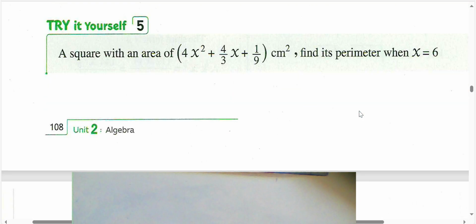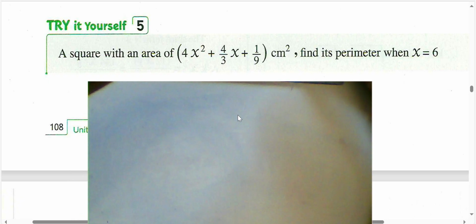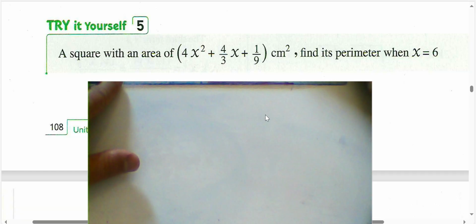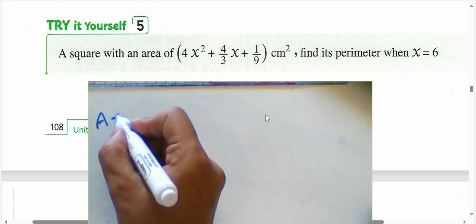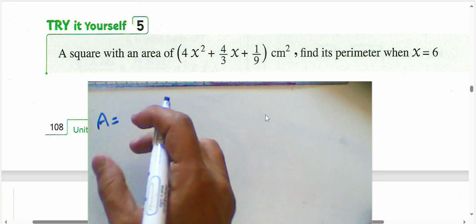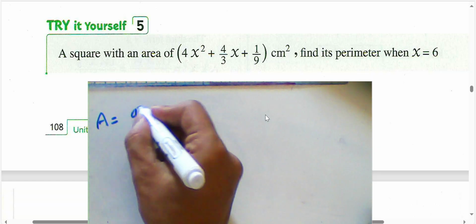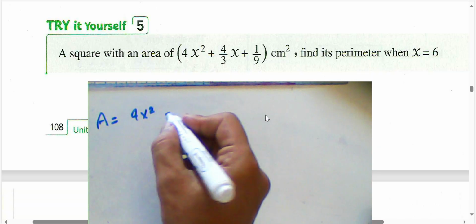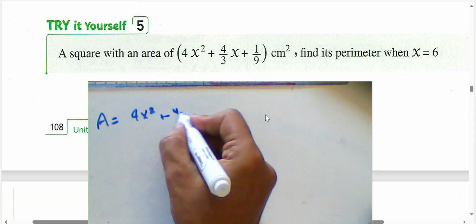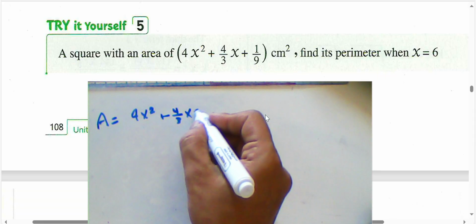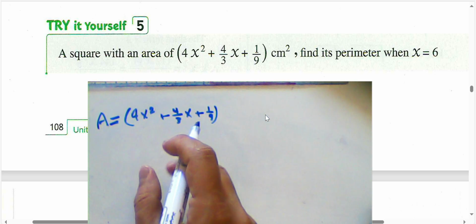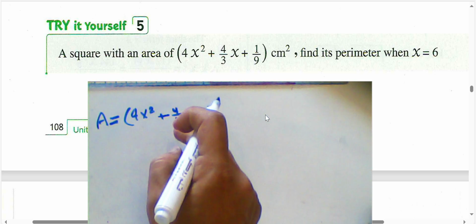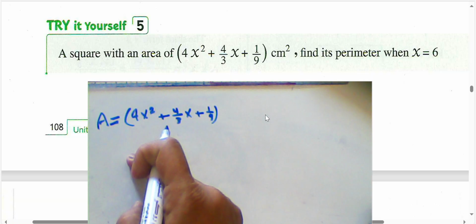A square with an area 4x power 2 plus 4 over 3x plus 1 over 9 square centimeter. Find the perimeter when x equals 6. He gives us the area. Then we can find the side length equal square root of the area. But the area here we can simplify. It's a perfect square because 4x power 2 plus 4 over 3x plus 1 over 9. This expression we call a perfect square because the middle equal 2 times square root of the first times square root of the third.